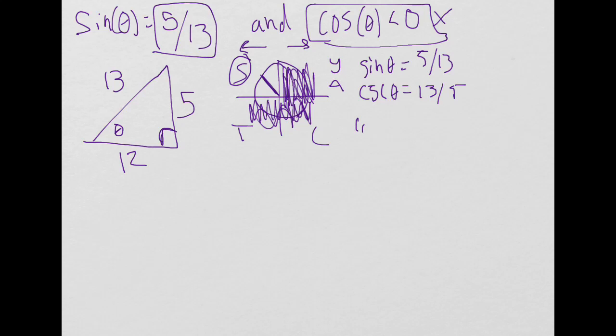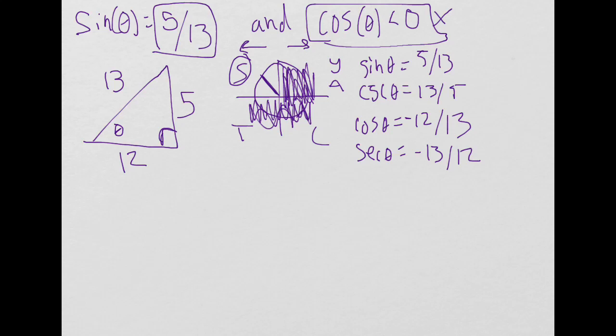Okay, next, cosine of theta. Well, look at your triangle. Cosine is adjacent over hypotenuse. So we're going to get 12 over 13. But remember, cosine is negative, so you have to make that number negative. Reciprocal of cosine is secant. So secant theta equals negative 13 over 12. Again, just flip that fraction.